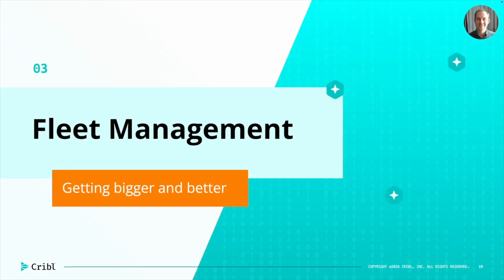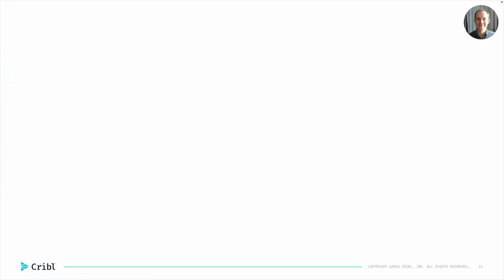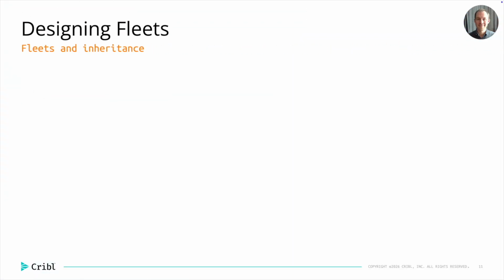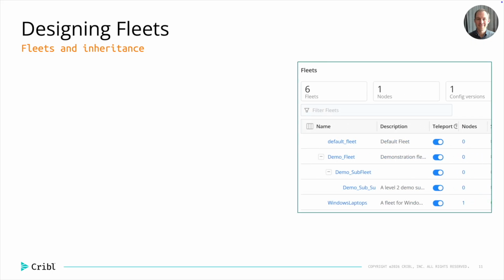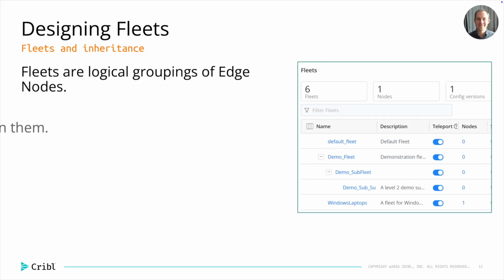We've talked about how you would scale your architecture from a control plane traffic perspective. We're now going to think about fleet management from a logical control perspective. The first thing to think about are designing fleets. Fleets are logical groupings of edge nodes, and these fleets can have subfleets within them. Each subfleet can in turn have a subfleet within it, should you wish.